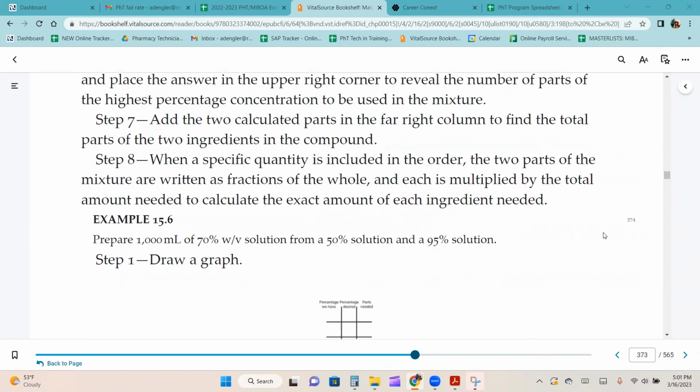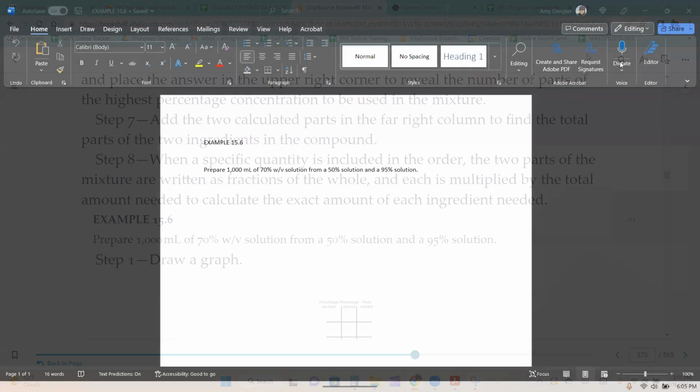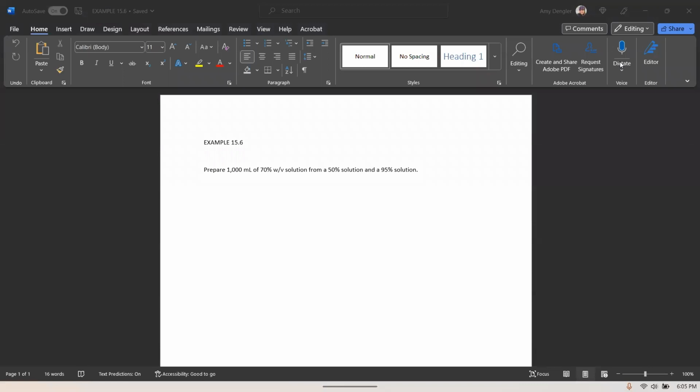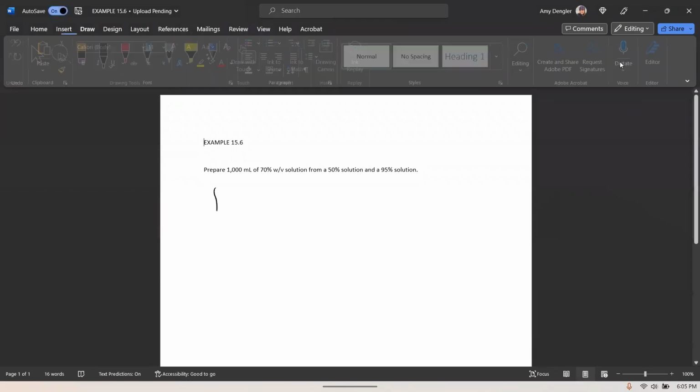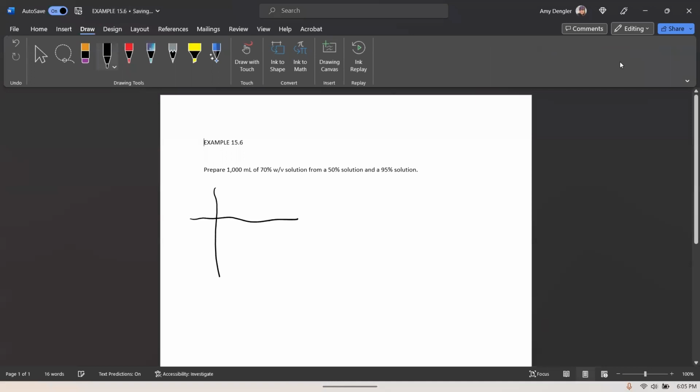So I know that sounds confusing, so let's just jump right into example 15.6. All right, 15.6. We're going to prepare 1,000 ml of 70% water volume solution from a 50% solution and a 95% solution. So this one we're going to do an alligation, and a good indication that you would do an alligation versus the other formulas is if you had 3 percentages in your problem, which you do.